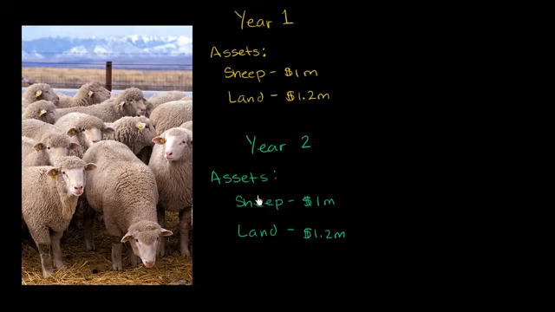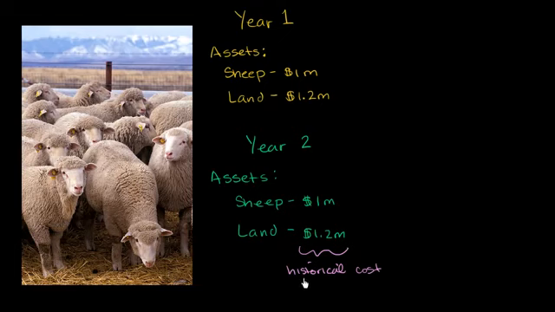So let me write this down. This is based on historical cost. And this is a legitimate way to account for things, especially if there's no other way to really think about what my sheep or my land are worth. I just say, look, this is what I paid for them.